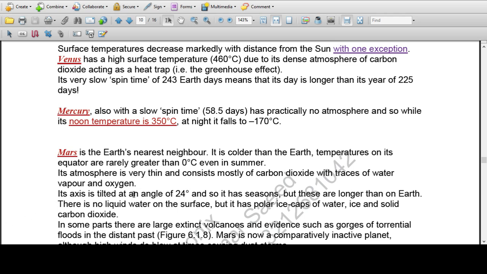Its axis is tilted at an angle of 24 degrees, so it has seasons, but these are longer than on Earth. There is no liquid water on the surface, but it has polar ice caps of water ice and solid carbon dioxide. These are the compositions of the entities available on Mars.